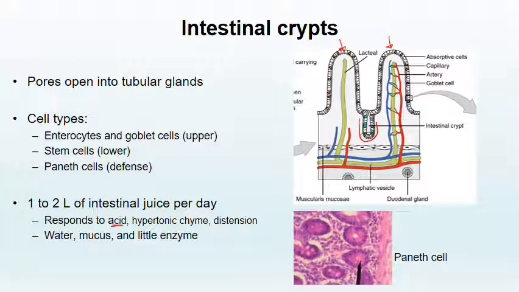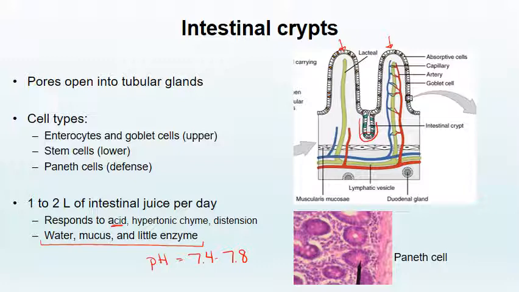Primary contents are going to be water, mucus, and very little enzyme. We end up with a pH here of about 7.4 to 7.8. So our pH is up. Again, not a lot of enzyme, mostly just water and mucus.